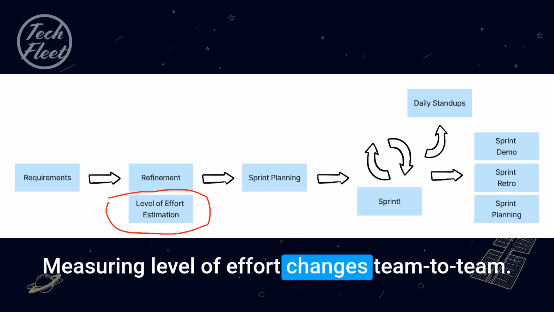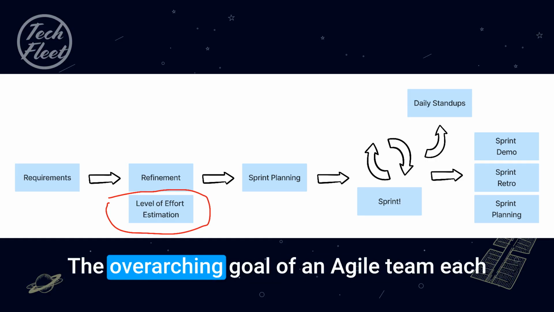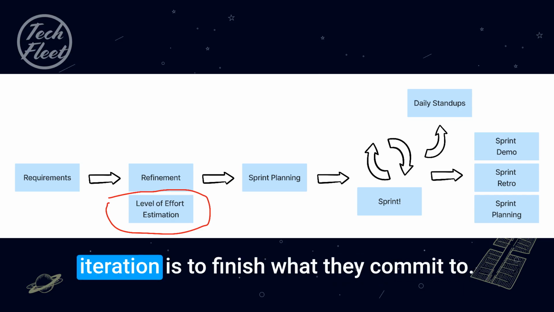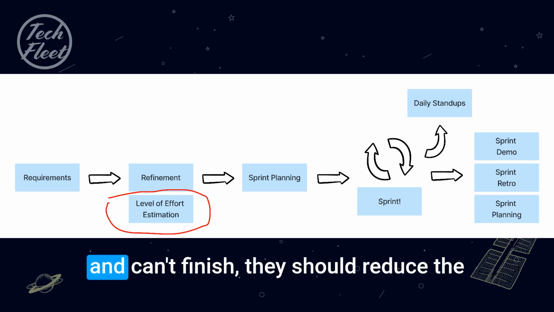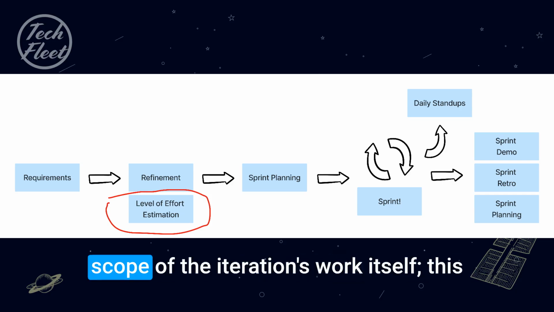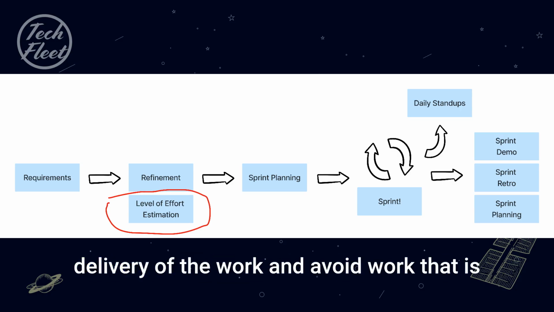Measuring level of effort changes team to team. The overarching goal of an agile team each iteration is to finish what they commit to. If they have committed to too much work and can't finish, they should reduce the scope of the iteration's work itself. This is important to continually progress in delivery of the work and avoid work that is in progress for too long without delivering.